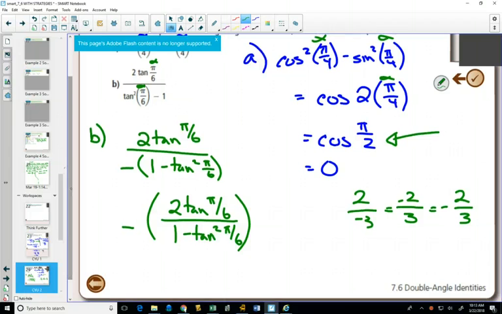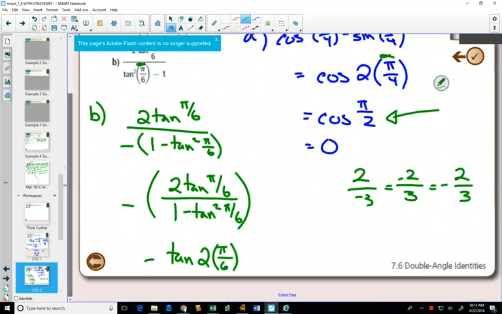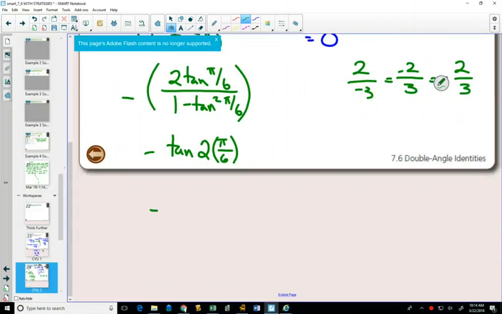And now I have inside the brackets matching up perfectly with the formula for tan 2 alpha. My alpha is pi over 6. So I get negative tan 2 times pi over 6. 2 times pi over 6, you can simplify that to negative tan pi over 3. That's on your unit circle. It's just equal to negative root 3.